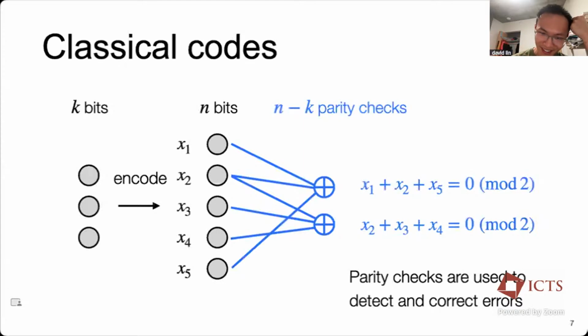So okay, what's a classical code? A classical code is about encoding k bits into n bits, and these variables have to satisfy some relations, which are described by these parity checks. And these parity checks can then be used to detect and correct errors. Okay, so we know this very well.